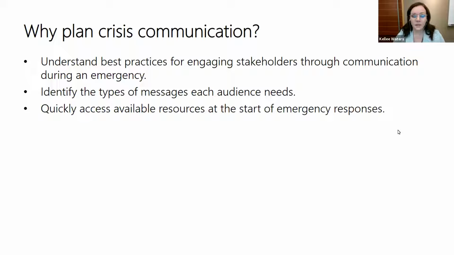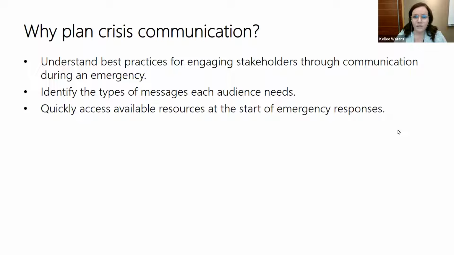It's not meant to be complicated, and it's not meant to give you more paperwork. It's meant to be helpful. It's meant to be a really useful tool to anyone working on an emergency in your organization. So you plan for the crisis to understand what the best practices are for engaging with your stakeholders. You do that by understanding who your stakeholders are. You want to be able to list those people. You want to understand who you're talking to in your community. By understanding what types of messages those audiences need.